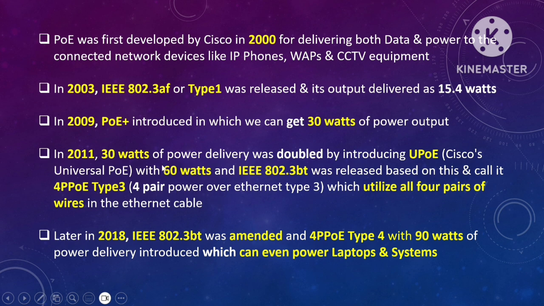They call it 4PPoE Type 3, which utilizes all four pairs of wires in the Ethernet cable. That's why it is called 4-pair Power over Ethernet, and the Type 3 feature is enabled. Later in 2018, IEEE 802.3bt was amended and 4PPoE Type 4 was introduced, with 90 watts of power, which can even power your laptops and systems.